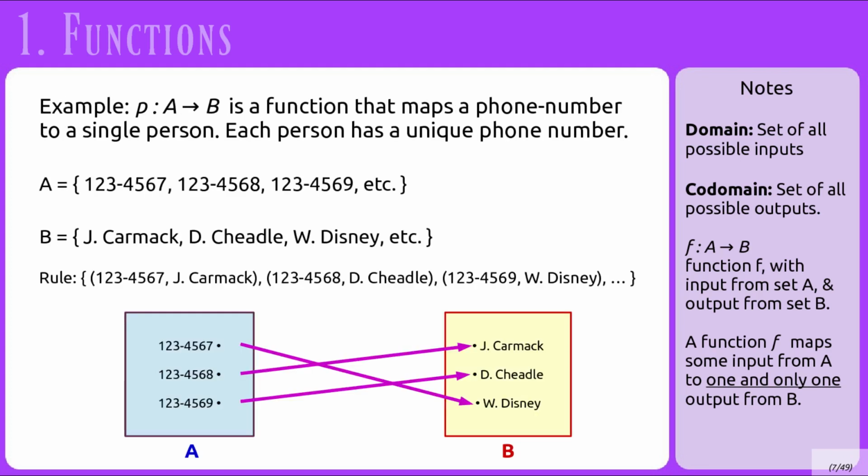An example of a function is the function p from A to B. This is a function that maps a phone number to a single person. Each person has a unique phone number. So set A could be a set of various phone numbers, and set B could be a set of people, and then our rule will be the mapping from the phone number to the person. We can view the rule as a set, or we can diagram everything out as I have below.